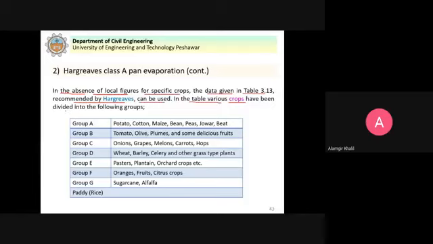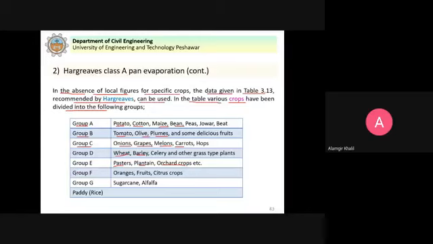In this table, the crops have been divided into 8 groups: group A, B, C, D, E, F, G, and the 8th group that contains paddy or rice. In group A we have potato, cotton, maize, beans, etc. In group B we have tomato, olive, plums. In group C we have onions, grapes, melons, carrots. Group D we have wheat, barley, etc. Group E we have pastures, other orchard crops, etc.